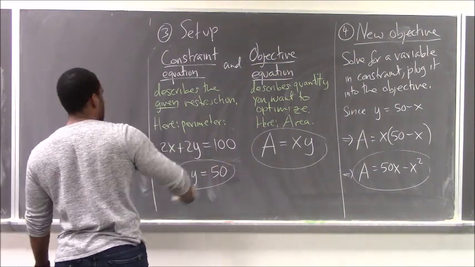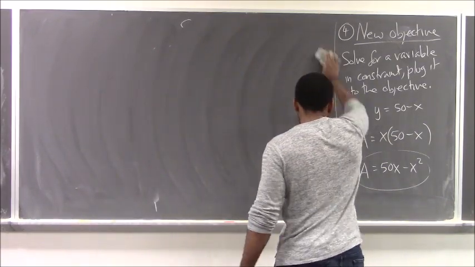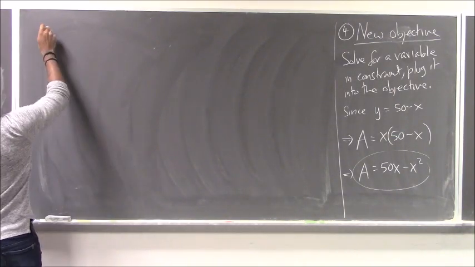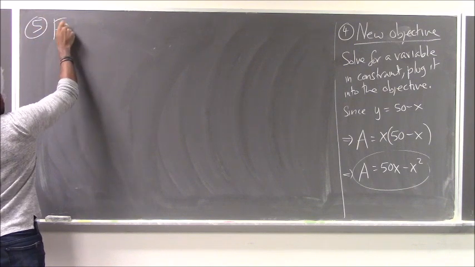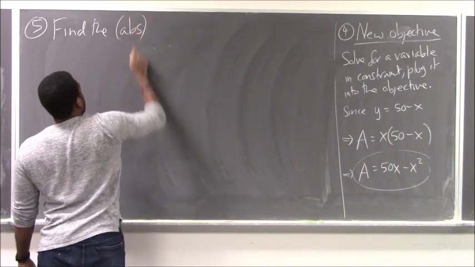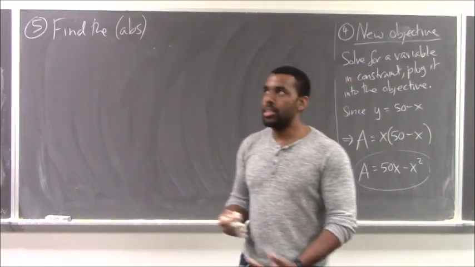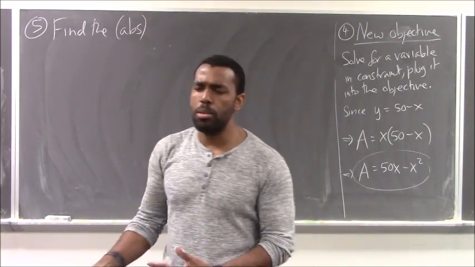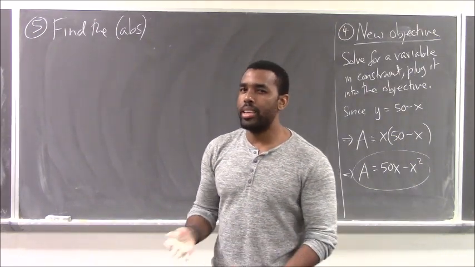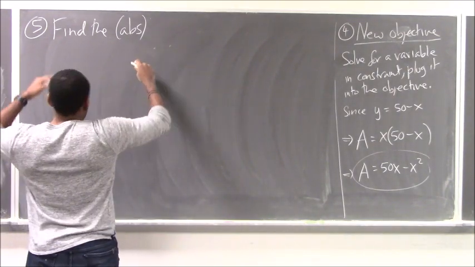Now that we have the objective in a single equation, technically you want to find the absolute max or the absolute min as is required, which means you should technically be testing endpoints like in the closed interval method. But in this class, the endpoints are rarely going to be the answer, but it should be something that you think about.